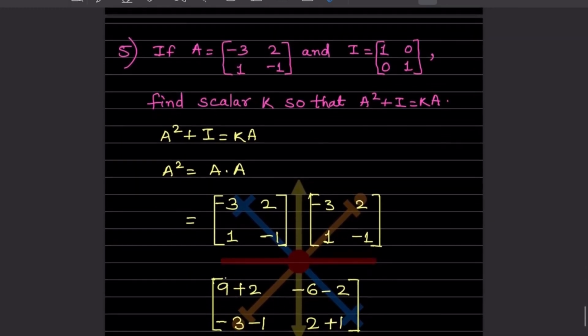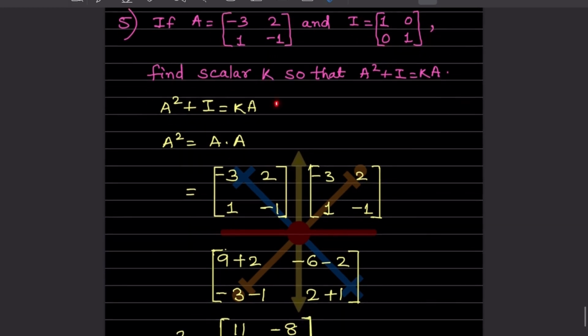Now look at here, if A is equal to this given matrix, and I is equal to this given, find scalar k so that A square plus I is equal to kA. So we'll start with this, A square plus I is equal to kA.